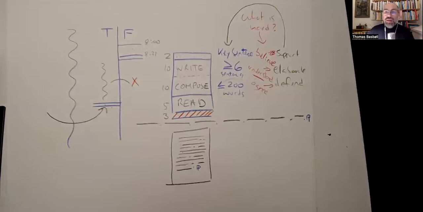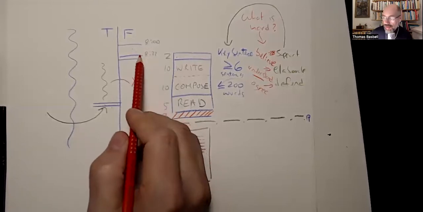And that is it. We have spent 27 minutes writing. What I would at this point really say is try to discipline yourself when you're doing this. So you started exactly at, say, 8 o'clock. You stopped exactly at 8:27.